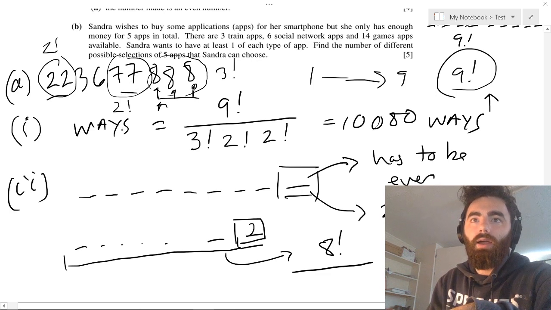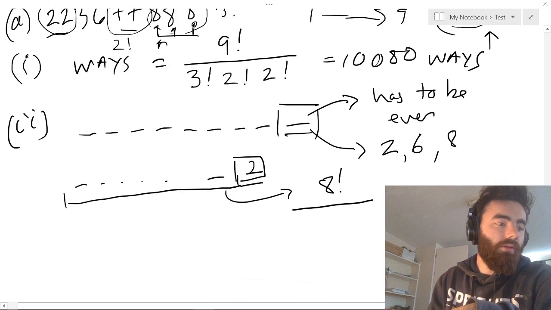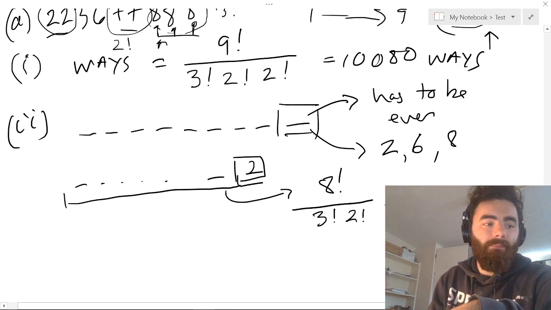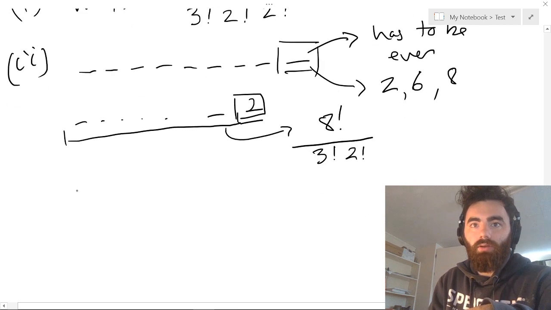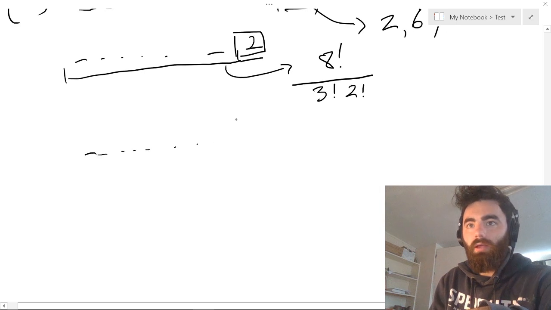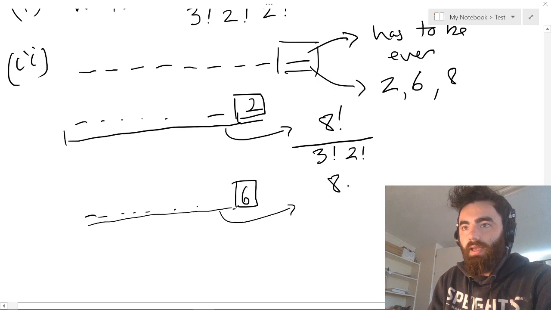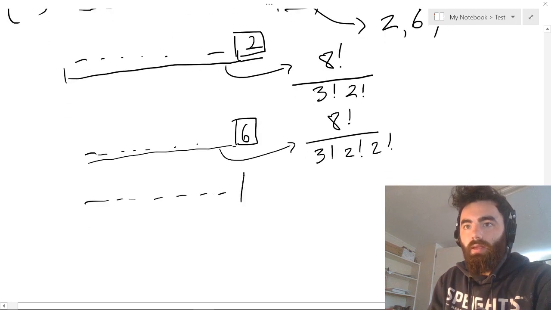So it would be divided by 2 factorial times 3 factorial. Yeah? So 3 factorial, 2 factorial. And then we can look at what if we have the other numbers, and then a 6. Well, 6 only occurs once, so the number of ways that we can arrange the 8 remaining numbers is 8 factorial divided by 3 factorial, 2 factorial, 2 factorial. And then finally, 8 on the end is 8 factorial.